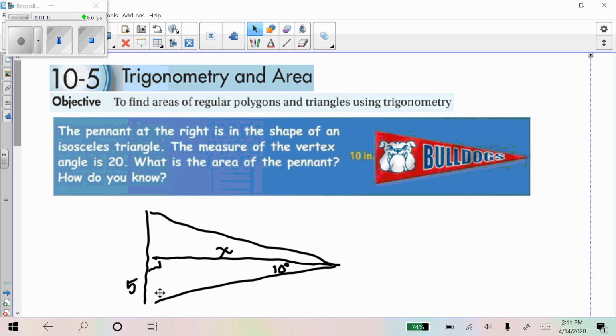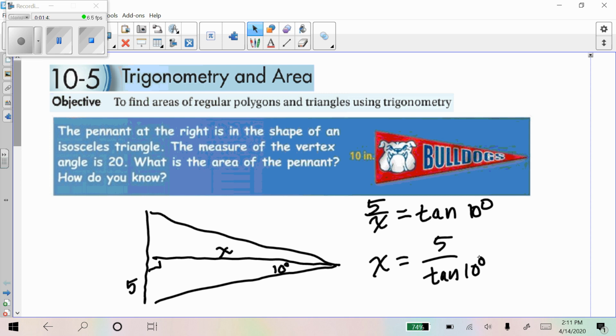So then I can just use some trigonometry. I got both legs, so I'm going to use a tangent here. And x would go on the bottom. 5 over x, opposite over adjacent, is equal to the tangent of 10 degrees. So to find x, I would do 5 divided by the tangent of 10 degrees. And that equals, my calculator is saying that's about 28.35. So let's say 28.4.